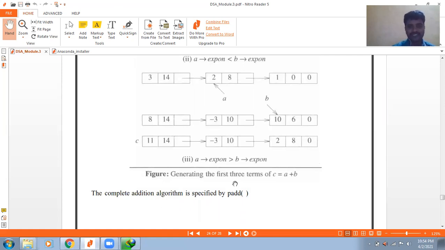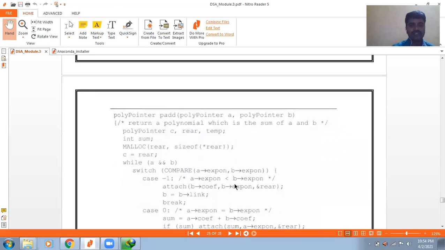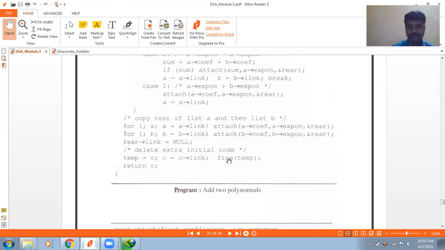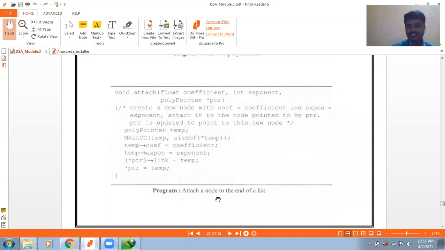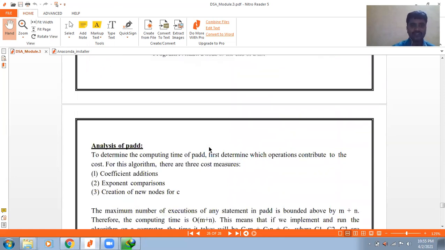The complete adding algorithm is specified as the padd algorithm. Here is the polynomial padd algorithm. How does it work? The present program shows the add two polynomials operation, where we attach a node to the end of the list. The following program shows this. Next is the analysis of padd, the polynomial addition, to determine the computing time, that is, which operations contribute to the cost.